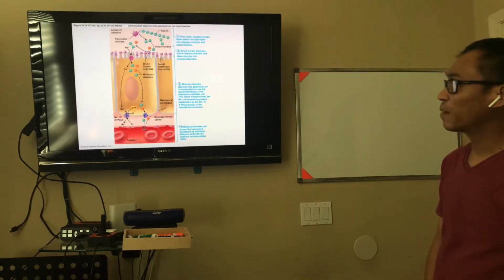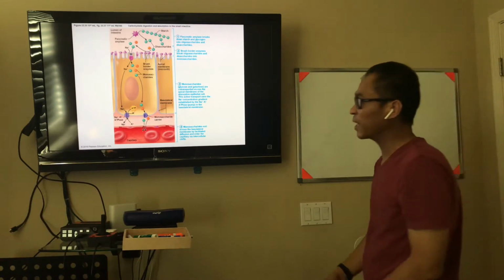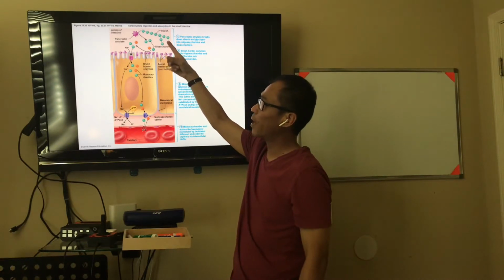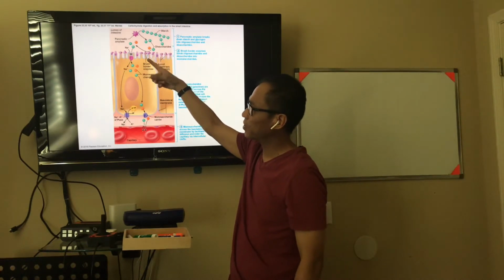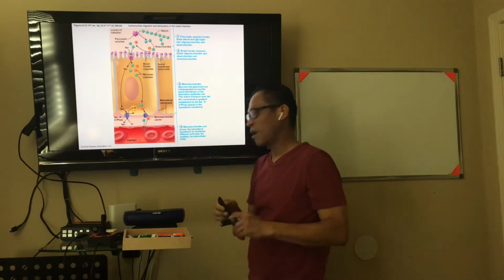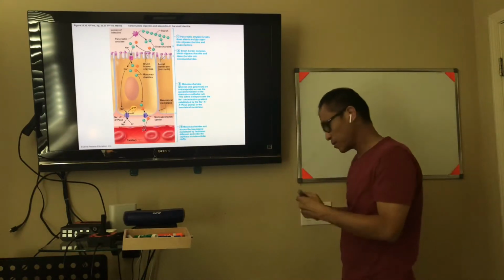Here's a picture of the brush border enzymes. They're actually in the brush border. And if there are polymers like starch that have not been digested along the way, this is your last chance to digest them, break them into smaller molecules that can be absorbed. So I'll just note, study this slide, know the brush border enzymes.